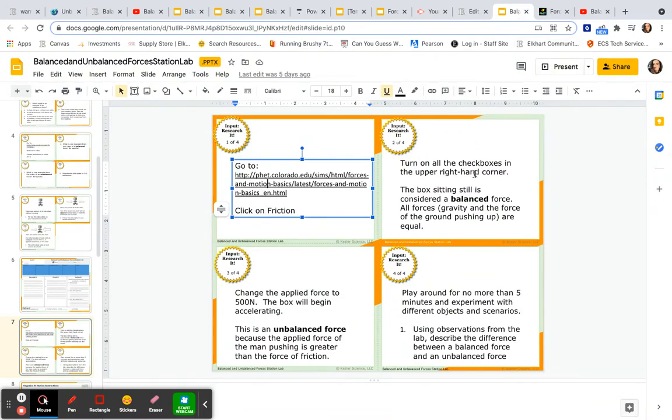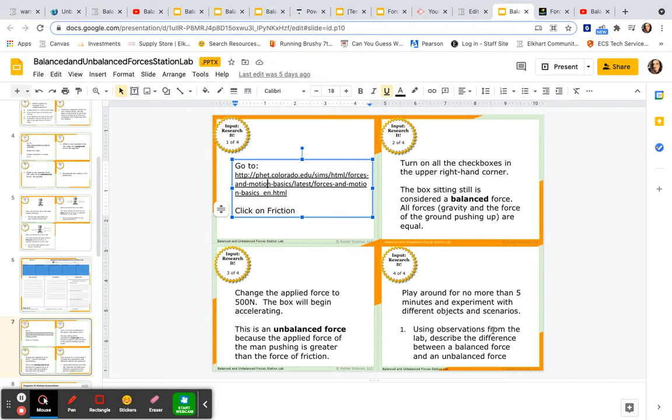Turn on all the check boxes in the upper right corner. The box sitting is still considered a balanced force. All forces, gravity and the force on the ground pushing up, are equal. Change the applied force to 500 newtons. The box will begin accelerating. This is an unbalanced force because the applied force of the man pushing it is greater than the force of friction. Play around for no more than 5 minutes and experiment with different objects and scenarios.